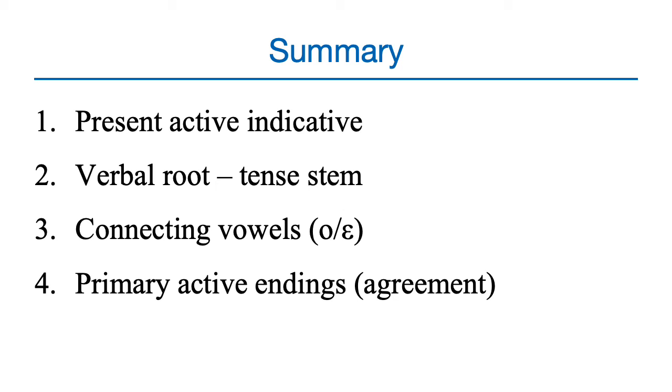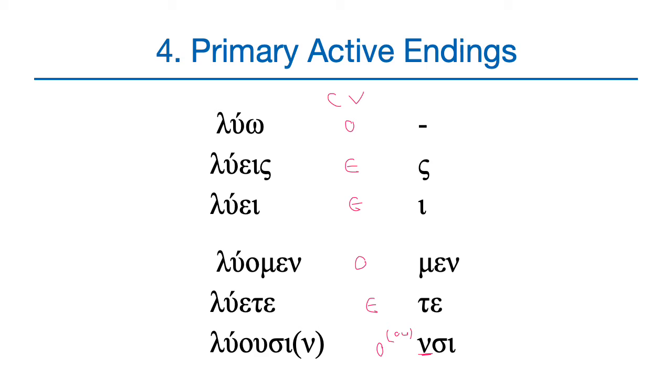Stem, connecting vowel, primary active ending. Verbal root is the tense stem. What is it? The basic thing about the verb that you add the connecting vowel and the personal endings to. Connecting vowel is either omicron or epsilon. Omicron if the personal ending begins with a mu or nu. Epsilon if it begins with anything else. Primary active endings, we have already talked about that. They have to agree. So you have Luo, Lueis, Lue, Luomen, Luete, Luousin.